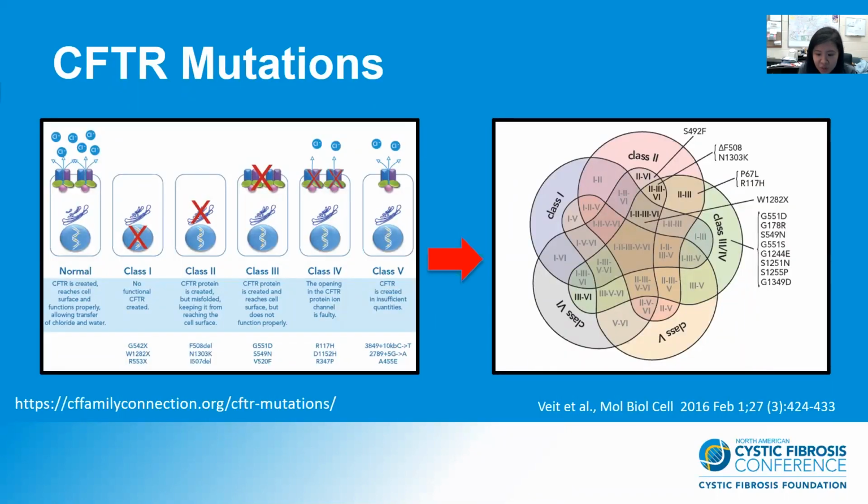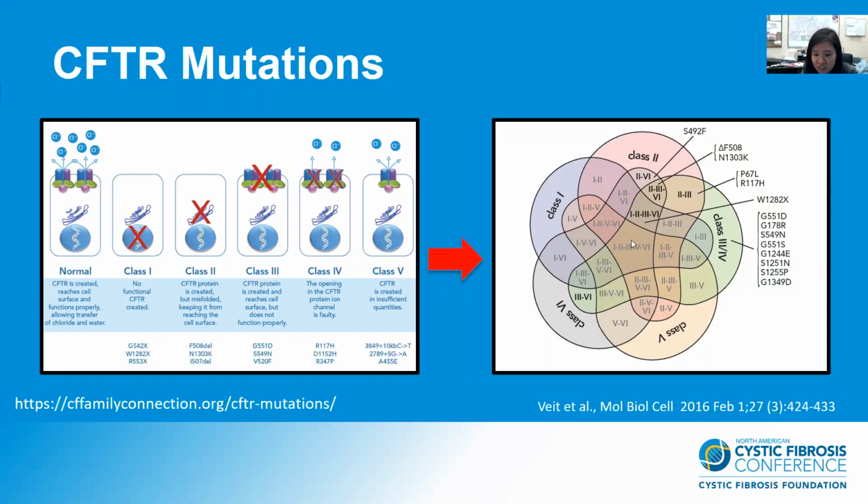Regarding CFTR mutations, at this point, over 1,800 mutations have been described in the CFTR gene, with wide-ranging effects on CFTR synthesis and function. And these were historically categorized on the left panel with the goal of grouping CF individuals with similar prognosis together in this 5-class mutation scheme, which is helpful for understanding impact of mutations on biosynthesis and function of CFTR protein.